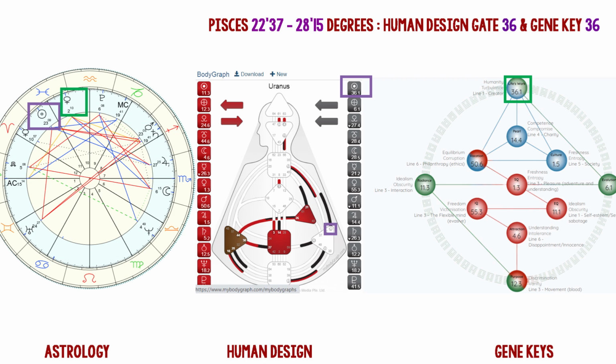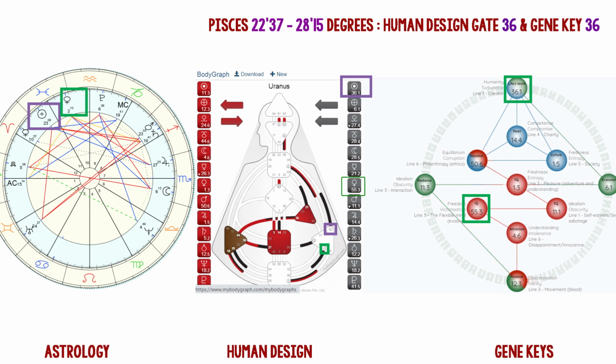So this is basically how you can navigate this series we have right now on the channel. Let's do another one. For example, on this particular date, Venus falls at 2 degrees of Pisces. That corresponds with gate number 55, which is colored in human design, as Venus is in gate 55, and then gene key number 55 pops up in the gene keys profile.